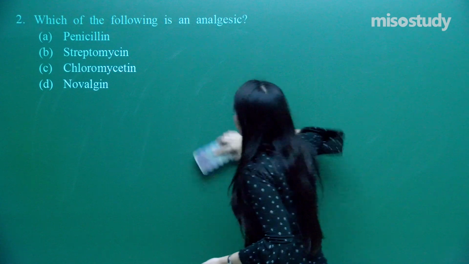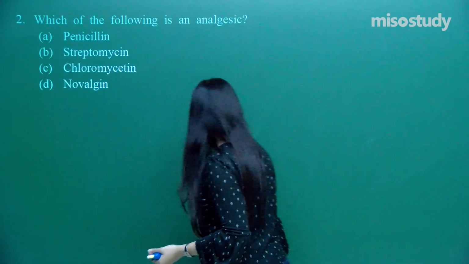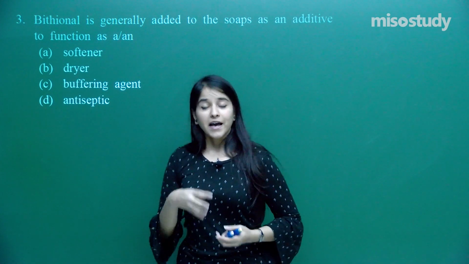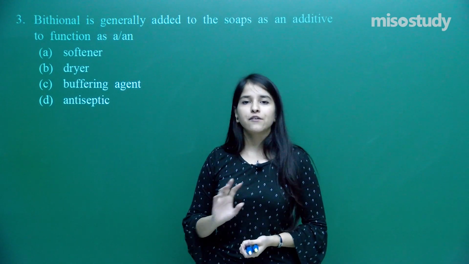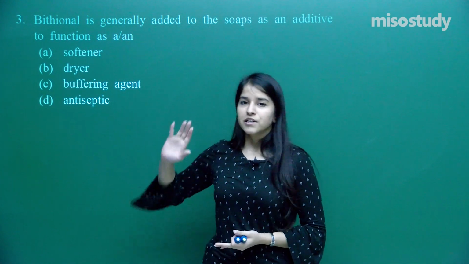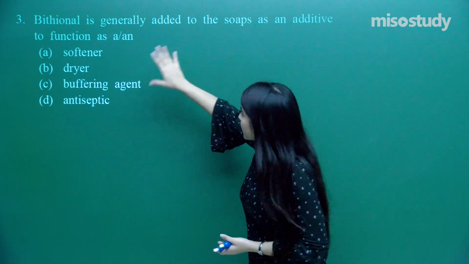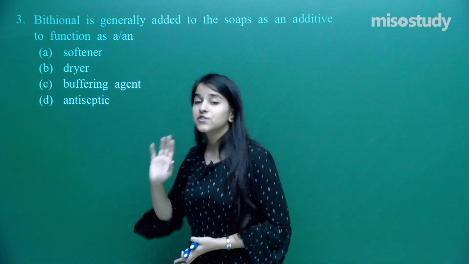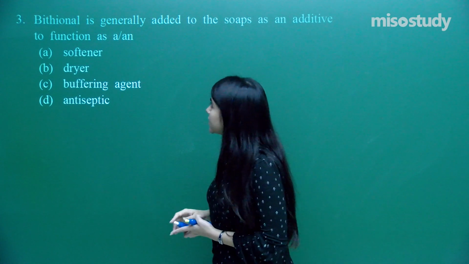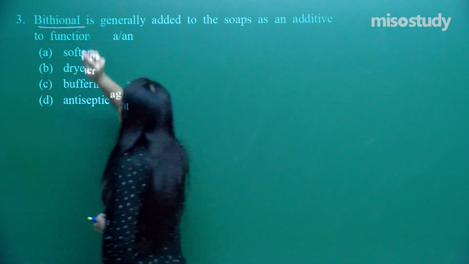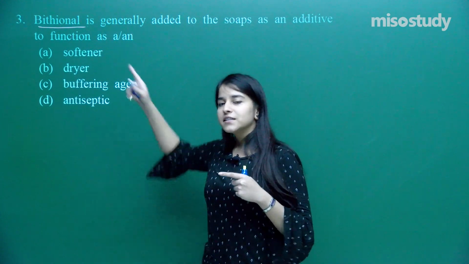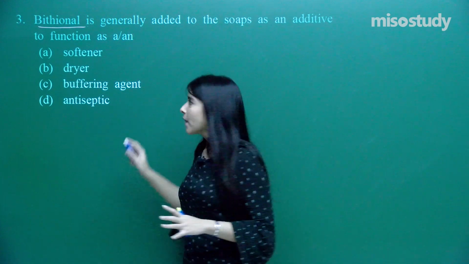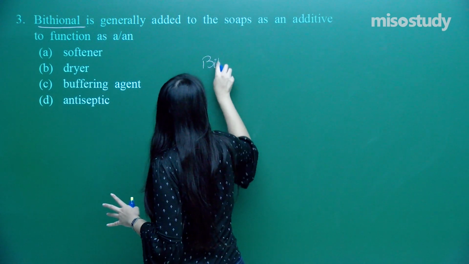Question number 3. What do we have in question number 3? I hope it's an interesting kind of question. It's actually a type of a quiz. Here you do not have to perform any kind of mechanisms. Just you need to have a proper knowledge. So bithionol is generally added to the soaps as an additive to function as a. What is bithionol first of all? If you remember, we have done this bithionol as an antiseptic.